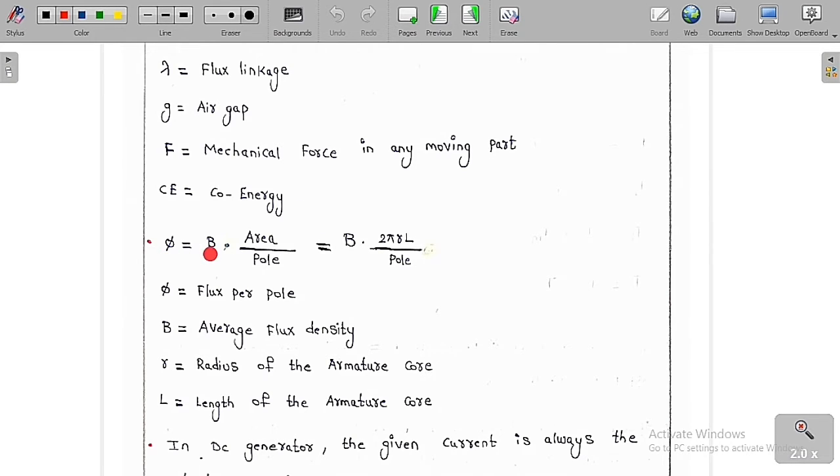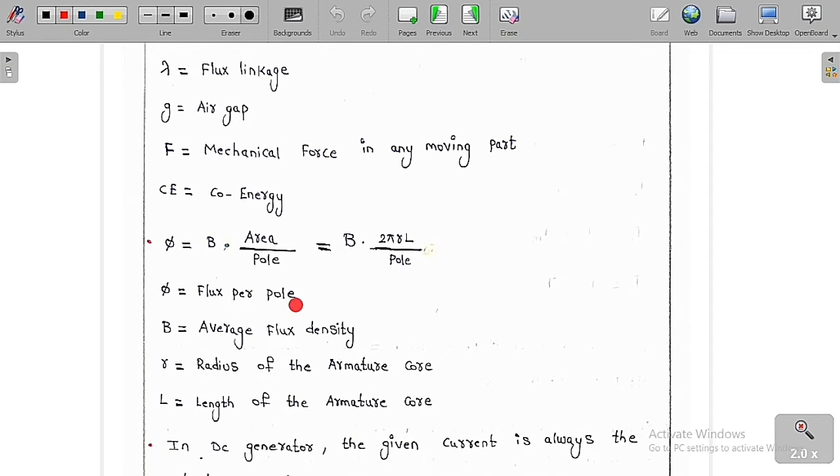So basically flux is equal to magnetic flux density into area, but here we are going for flux per pole, meaning divided by the number of poles. So flux per pole phi is equal to B into area per pole. The area is the cylindrical surface area, which is 2 pi r into L. So finally phi is equal to B into 2 pi r L by pole.